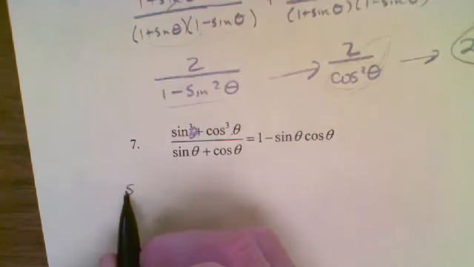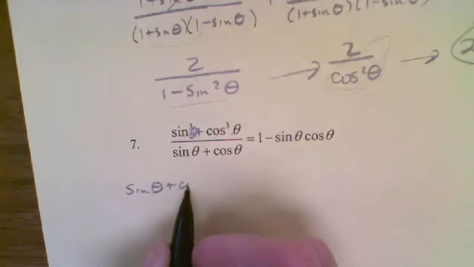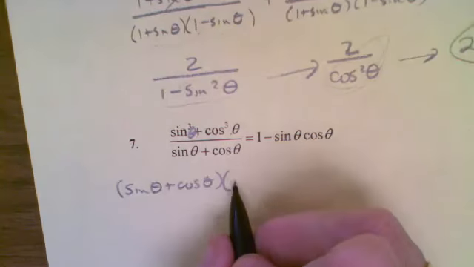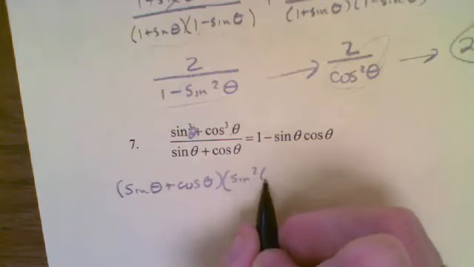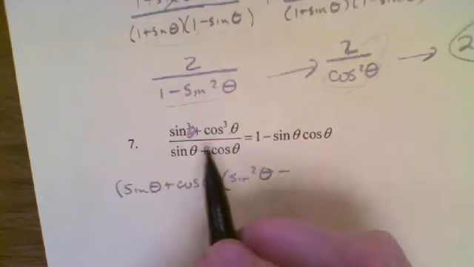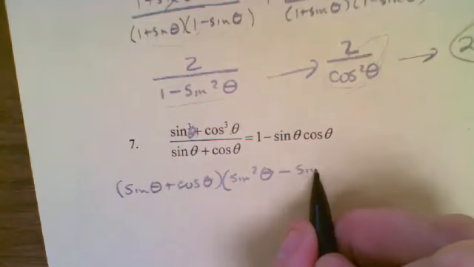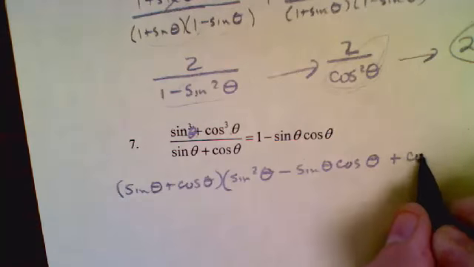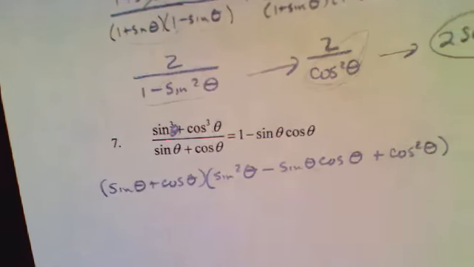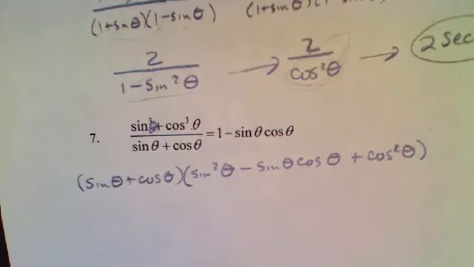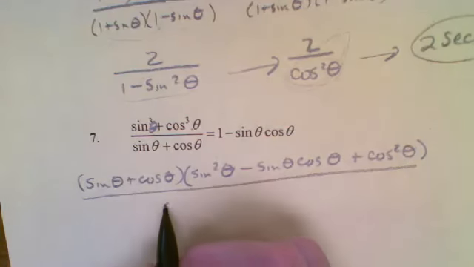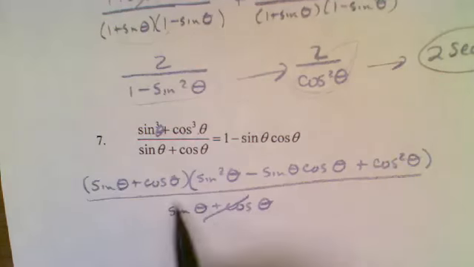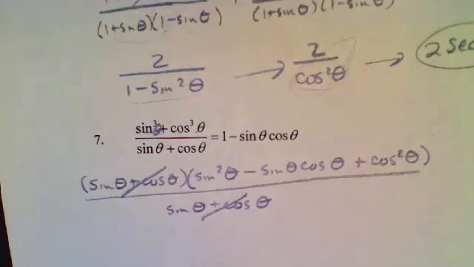So the formula for sum of cubes is sine theta plus cosine theta. That's a plus b. And then we're going to take the first term squared, so sine squared theta, minus the product of your a and b, so sine theta cosine theta, plus your b term squared. So there is the sum of cubes all over sine theta plus cosine theta. And then right away I see those cancel out, which is good.